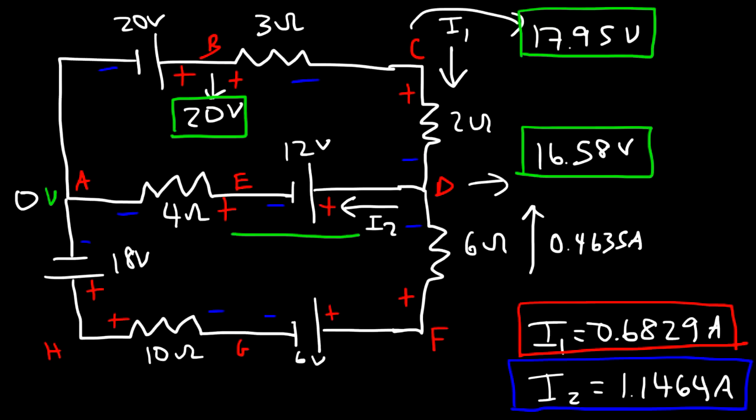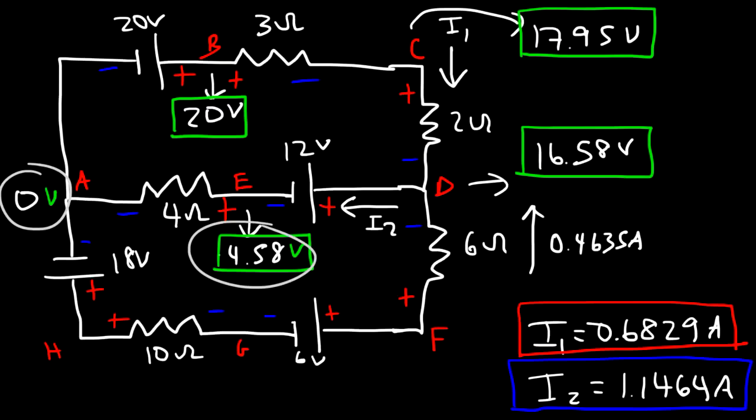Now let's move from point D to E. So we're going from positive to negative, so that's going to be a voltage drop of 12 volts. So 16.58 minus 12, that's going to give us a potential at point E, which is 4.58 volts. Now we don't need to go to A because we already know the potential at A. So we have the potential difference between points E and A. So that's a voltage of 4.58 minus 0, which is 4.58 volts.